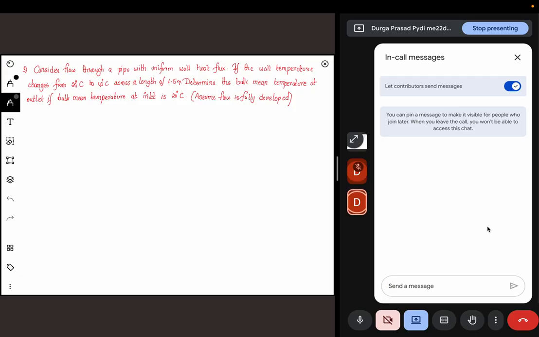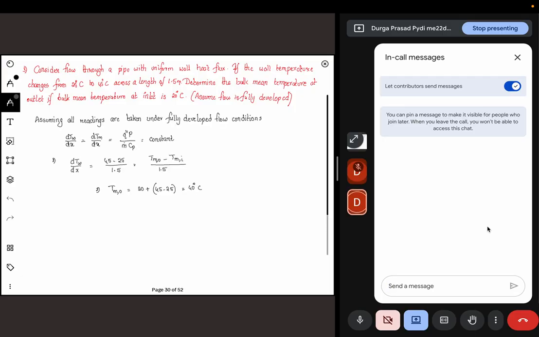Yeah, so you'll use the same relation that dTw/dx should be equal to dTm/dx, that should be equal to this, and all of them have to be some constant because it is a uniform wall heat flux. So the derivatives have to be constant. So if the difference here is 5 degrees Celsius, the difference at the outlet will also be 5 degrees Celsius. So if it is from 25 to 45, this will be from 20 to 40. The straightforward thing.